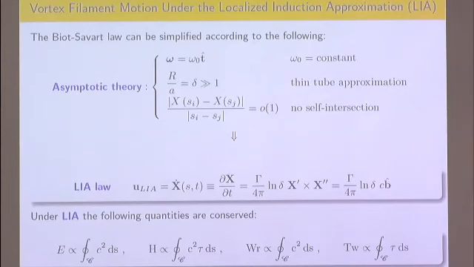Under the localized induction approximation, several quantities are conserved and can be expressed in terms of geometric quantities. For instance, the energy is proportional to the square of the curvature, the helicity to the square of the curvature multiplied by the torsion, the writhing number is again proportional to the energy, and the total twist number is proportional to the total torsion, because the intrinsic twist of the filament is equal to 0.